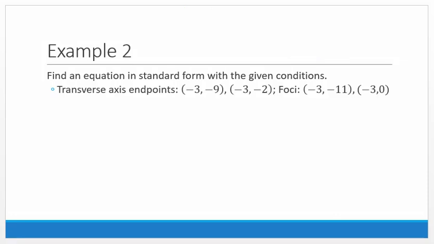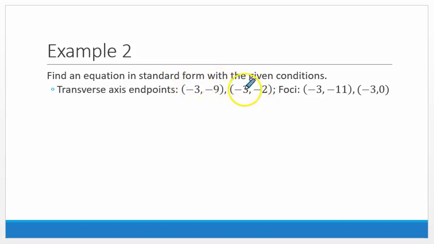This next example is only trickier because they didn't outright tell us the lengths. We're going to have to find those distances on our own. So if you notice on the transverse axis endpoints, instead of them saying the transverse axis length is 6, and we can just say 2a equals 6, they've given us the coordinates for the endpoints, and we're going to have to find the distance between these. You could just use the distance formula if you recall doing that.